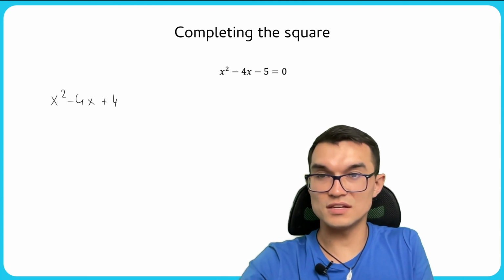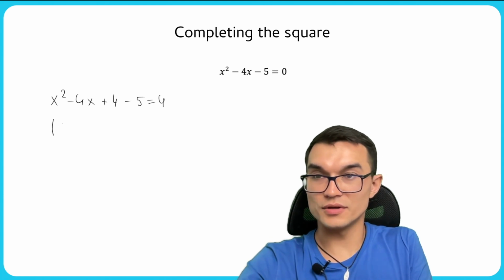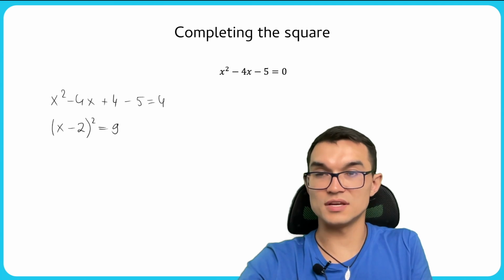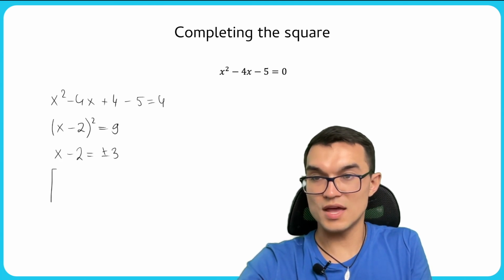Or I could have just added 4 to both sides of the equation, so that's what I would get. Now, I have (x minus 2) squared at the left-hand side and 9 at the right-hand side, which means that x minus 2 equals plus or minus 3, so x is either 5 or minus 1.